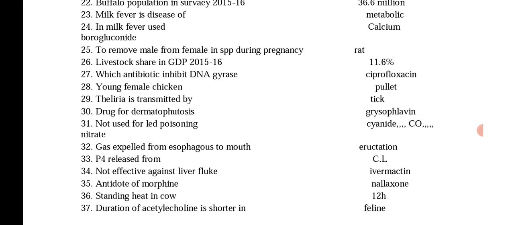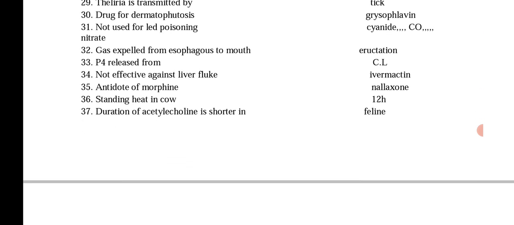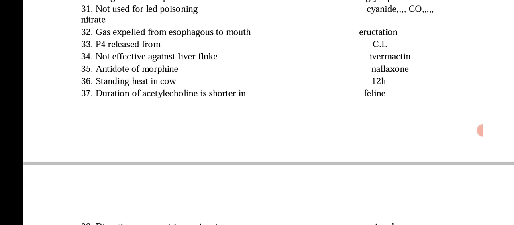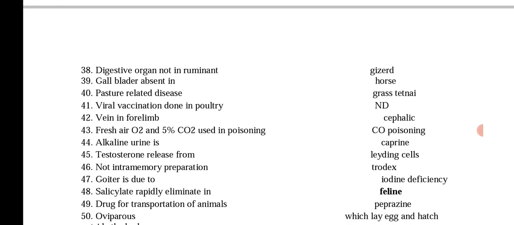Progesterone is released from corpus luteum. Estrogen is secreted from follicle. Not effective against liver fluke is ivermectin. Antidote of morphine is naloxone. Standing heat in cow is of 24 hours. Duration of acetylcholine is shorter in feline. Digestive organ not in a ruminant is gizzard. Gizzard is in birds.